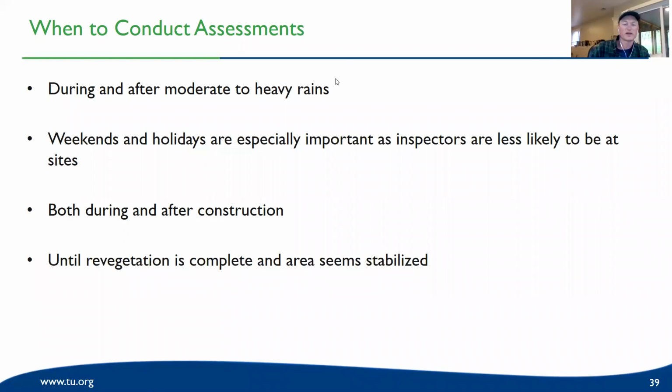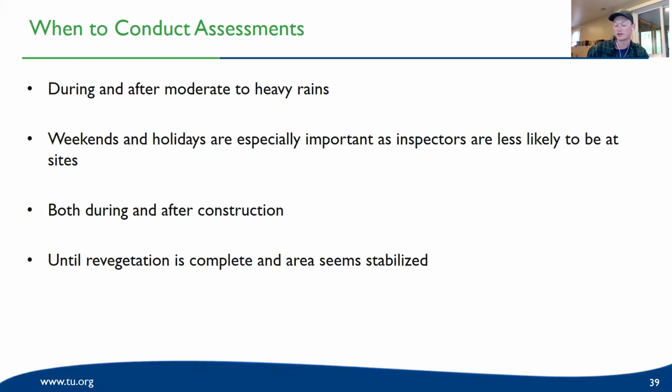Looking at when to conduct assessments, how to do them, how to document things is what we're going to cover here. So when to conduct assessments, this will look familiar to people who have participated in our trainings in the past, but the most important time is during and or after moderate to heavy rains, because that's when you're most likely to see impacts. A lot of what we're looking at and identifying are erosion and sedimentation impacts. And those occur when we have rainstorms. So getting out there in the rain or directly following the rain is the best time to identify if there are issues occurring, at least as far as issues that have impacted the stream.